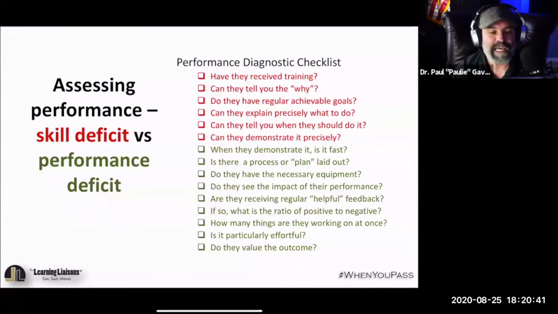Okay. Do they have regularly achievable goals? We need to set goals for people. They need to know specifically how to achieve those goals. A very simple way to find out if it's a skill deficit is just ask them, can you tell me what you're supposed to do? And when you ask them to tell you, you say, can you explain precisely what am I supposed to do here? And then, can you show me?